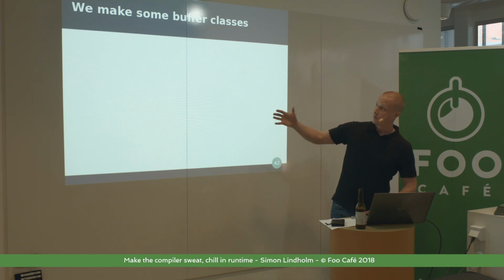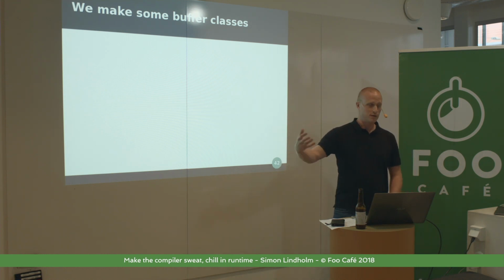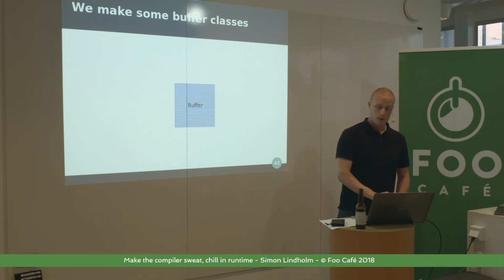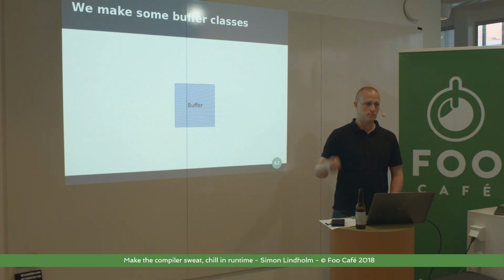So this is just to go through the particular implementation I did, which is not perfect, and you could do it other ways, but this is just to illustrate the point, basically. First, you have a buffer class, which is really just a pointer to some memory and a size. So just a pointer and std::size_t.